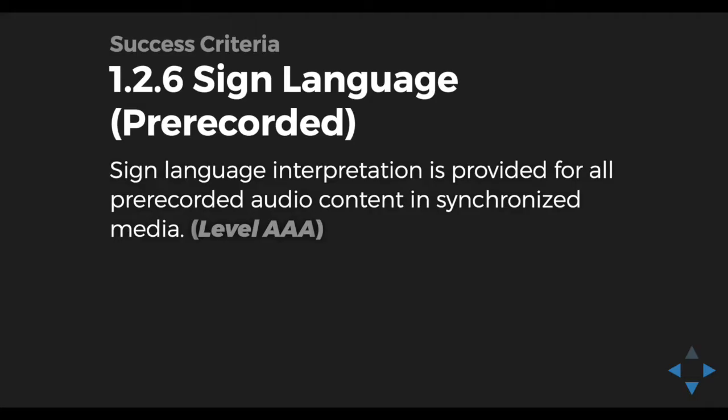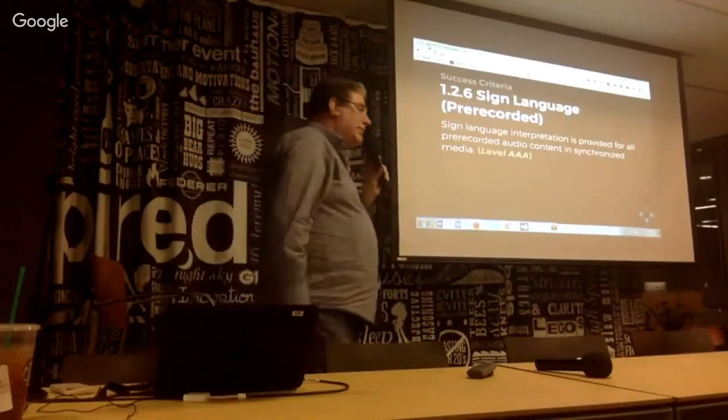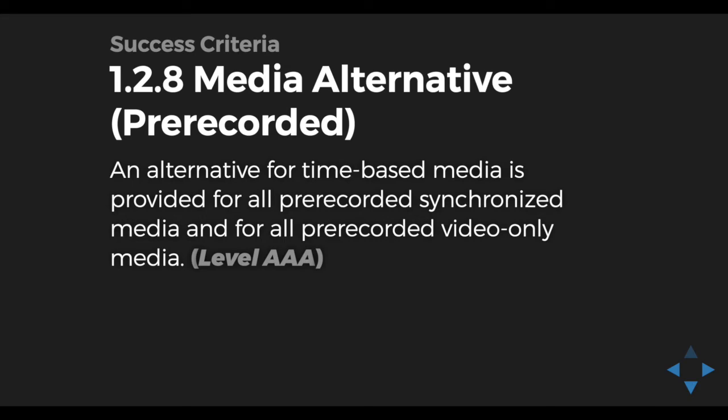So, sign language pre-recorded. Sign language interpretation is provided for all pre-recorded audio content in synchronized media. Notice it's level AAA. Okay, I actually have an example of that. It's pretty cool. Extended audio description pre-recorded, where pauses in foreground audio are insufficient to allow audio descriptions to convey the sense of the video. Extended audio description is provided for all pre-recorded video content in synchronized media. This is also AAA.